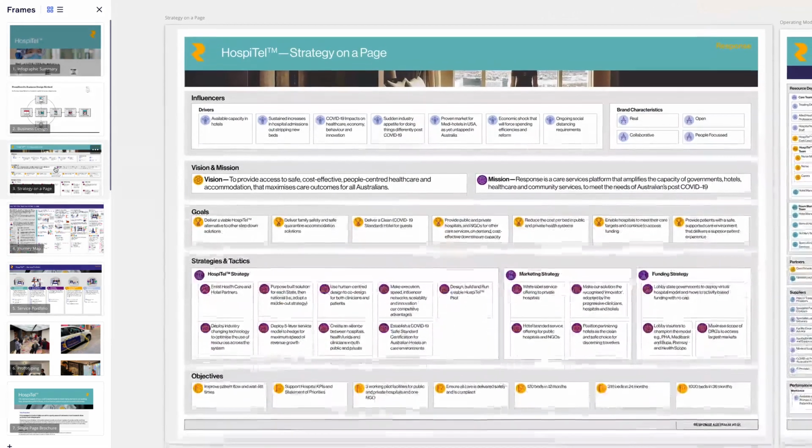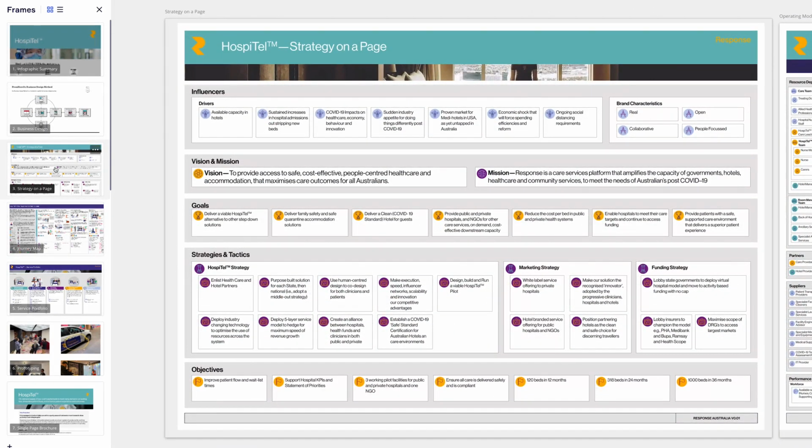In the HospiTel case, firstly we're going to look at a strategy on a page. Strategy on a page actually comes from another architectural document called a business motivation model. And the objective of the strategy on the page is to provide a very concise view of the core considerations for a business in any decision making. You have the influences, vision and mission, the goals, the strategies, tactics and objectives. And from this view, we can make clear decisions about what's in the best interest of the business.